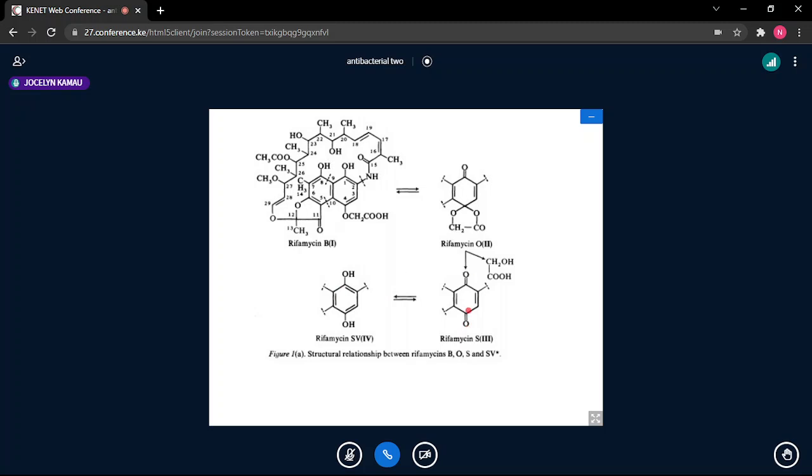And rifamycin SV, you can see, is just a reduction of rifamycin S, a reduction again to give us rifamycin SV. And we have said rifamycin SV is the first rifamycin which was found to have significant or reasonable pharmacological activity to be used clinically, although we have said it is actually used intravenously, but we can see the conversion of rifamycin B through rifamycin O to rifamycin S, and finally to rifamycin SV.